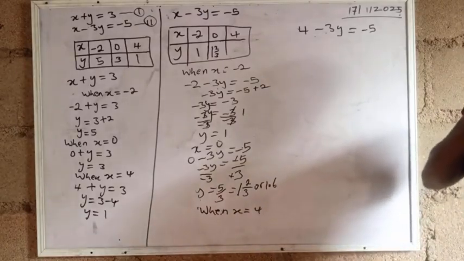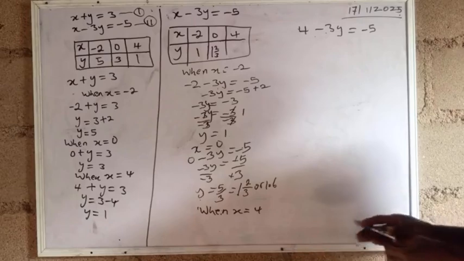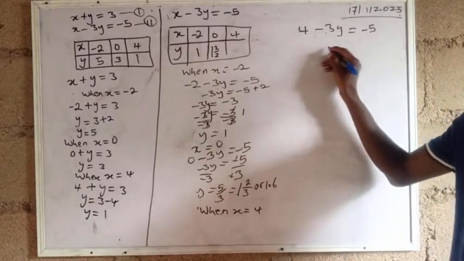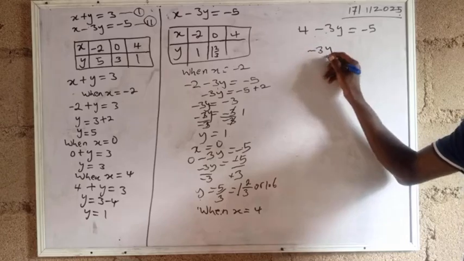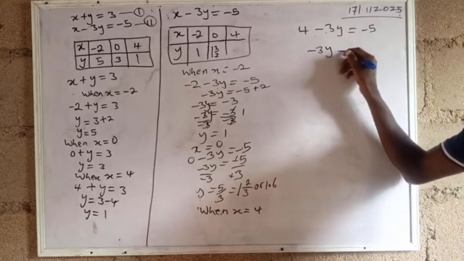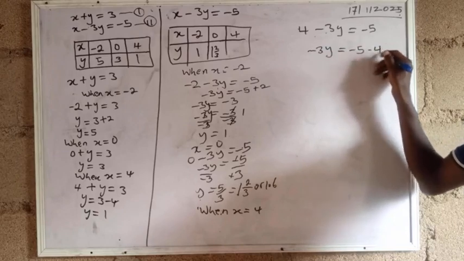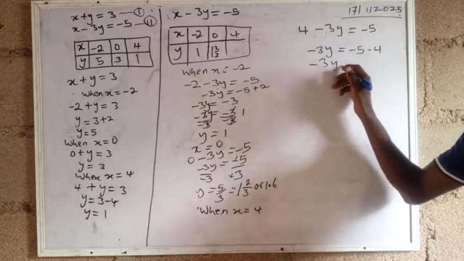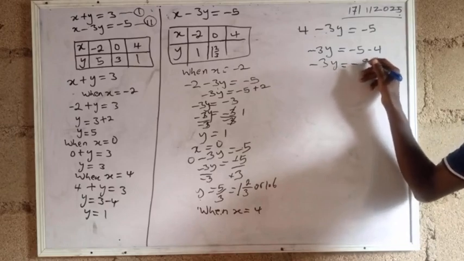Now we're going to substitute. We're going to find the value of y here. We're going to have minus 3y is equals to minus 5 minus 4. Then we have minus 3y is equals to minus 9.